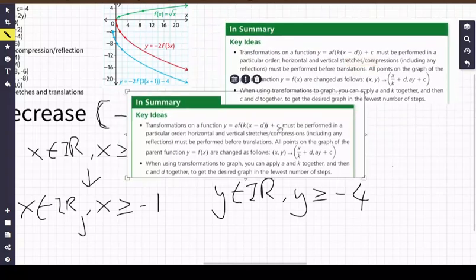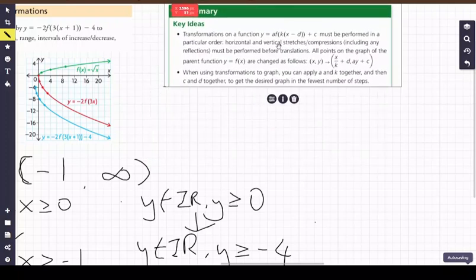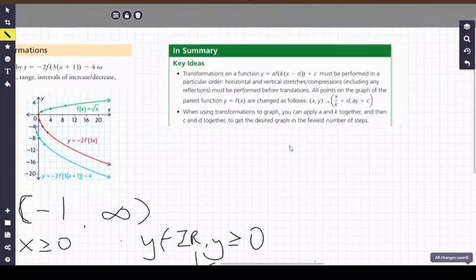So the key idea is that transformations on a function y equals af(k(x minus d)) plus c must be performed in a particular order. The horizontal and vertical stretches and compressions, including any reflections, must be performed before the translations. And every point on the graph of the parent function is changed as follows. Right here, we write our general form. And when using transformations to graph, we can apply a and k together and then c and d together to get the desired graph in the fewest amount of steps. And that sums up our entire lesson.